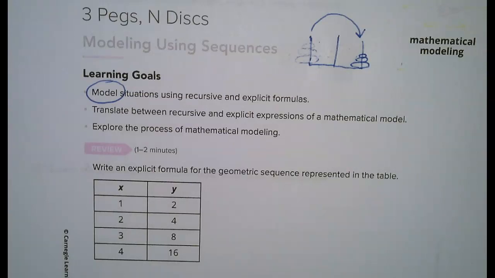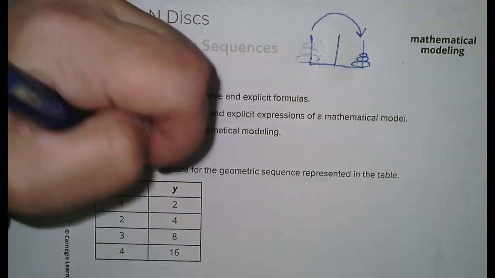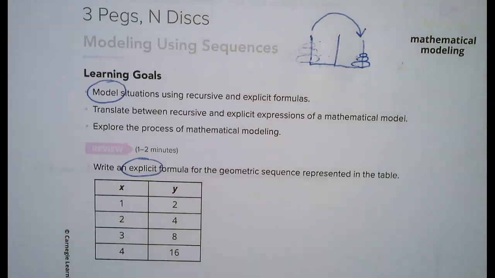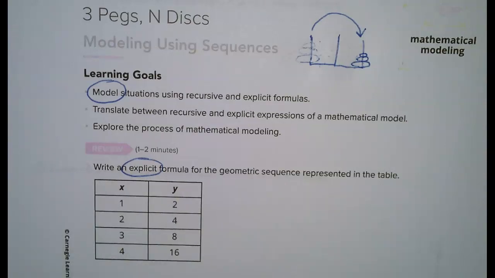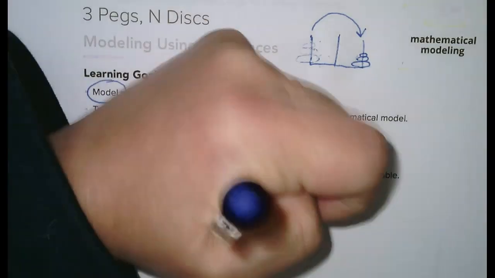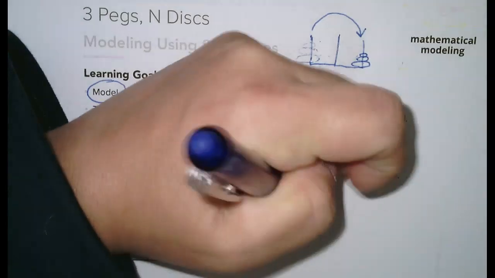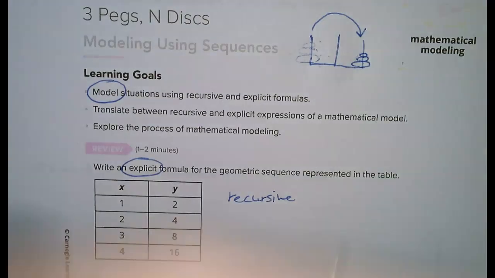But first we're going to look at this sequence down here that doesn't have anything to do with the game. And our goal is to write an explicit formula to show this data that's in this table. So remember that there are 2 kinds of formulas for sequences. There is the recursive formula, and there's the explicit formula.